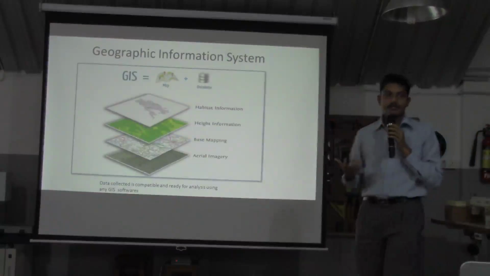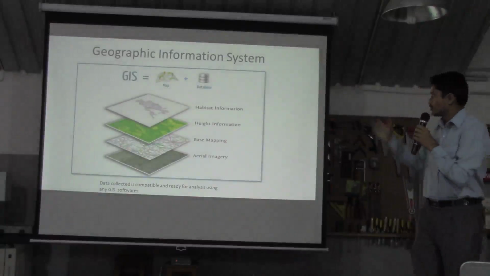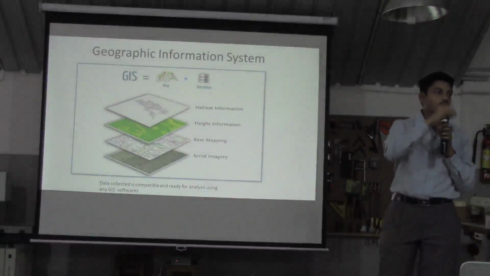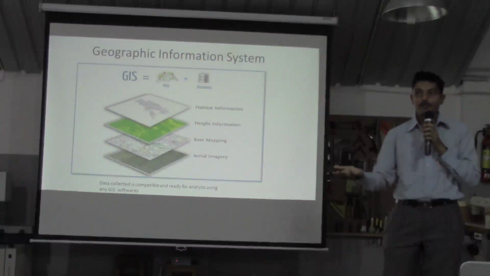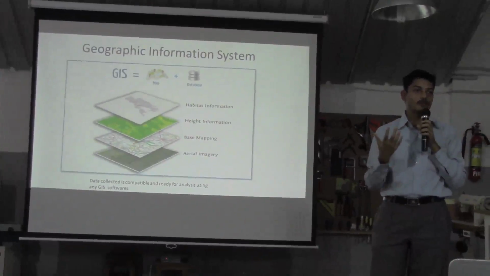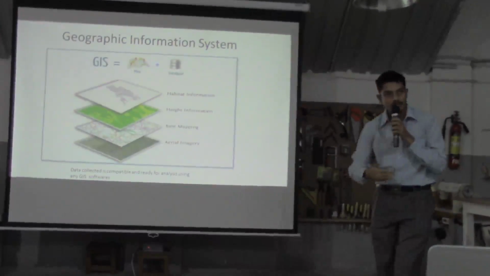So once the data is there, this is where we bring the concept of geographic information system. For those of you who are hearing this for the first time, GIS is nothing but attaching information to a particular location. We have been using Google Maps, so each time you click on a particular point on Google Maps, you are getting some information of that.